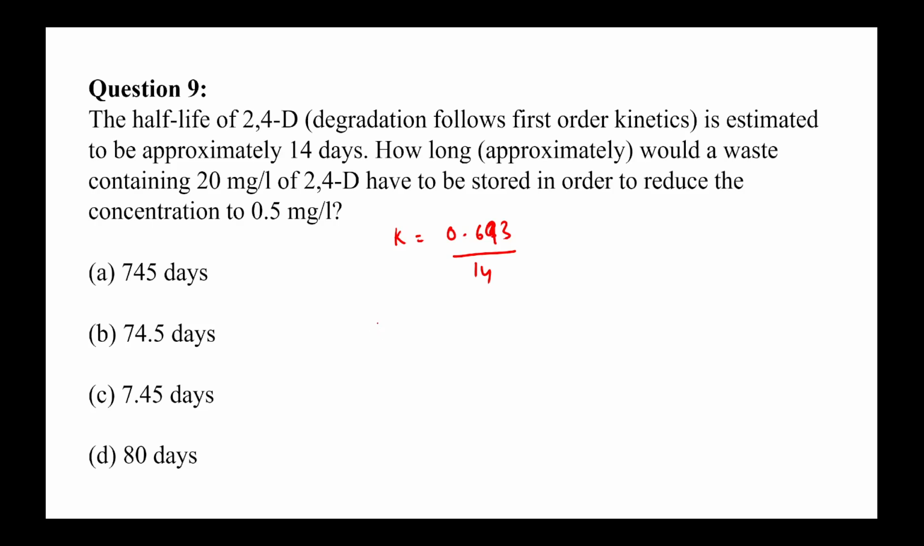Okay. And then using this rate constant, whatever K value you are getting, you just have to replace it. So this will be log. So initial concentration is 20 and the final concentration is 0.5 because it is getting reduced from 20 to 0.5, and this will be divided by K. So this will be the time taken for the 2,4-D to get reduced from 20 mg per liter to 0.5 mg per liter. Okay. Is this clear?